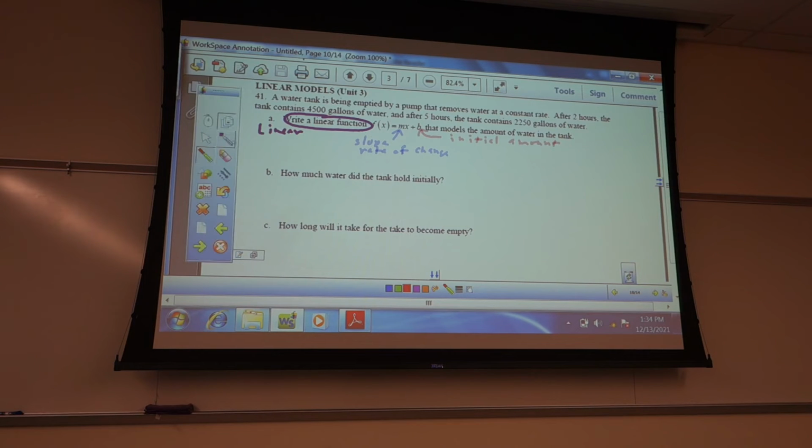So we have 2 points. My first point is going to match up with these. After 2 hours, 4,500 gallons of water. And then there's a second point. 5 hours, there's 2,250 gallons. Oh, I didn't give you the initial amount. Oh, well, that's kind of mean of me. Okay, but you have 2 points. Time is typically x, almost always. Everybody all on board with that? So it's going to be (2, 4,500). This other point is going to be (5, 2,250).